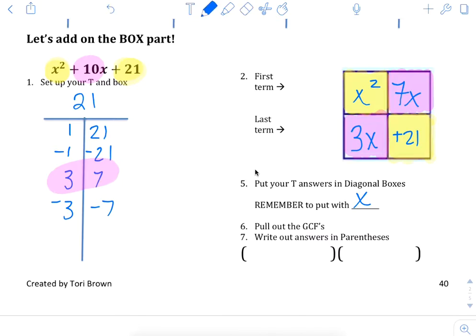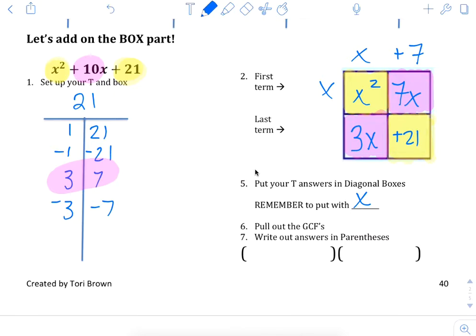What would have to multiply here and here to make an x squared? Well, hopefully you realize that that's just an x and an x. X and x makes x squared. So what would that x have to multiply with here to make a 7x? Well, I'm going to need there to be a 7. It's a positive, so I'm going to use plus 7.